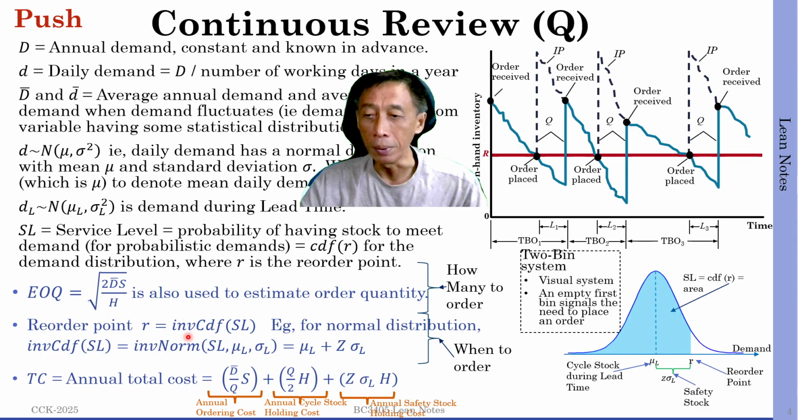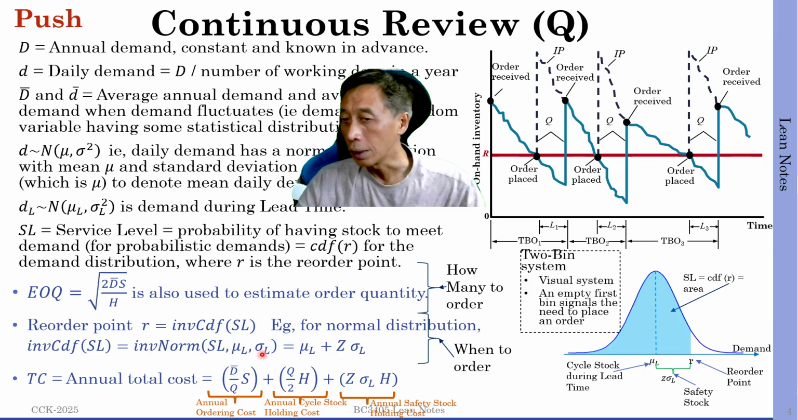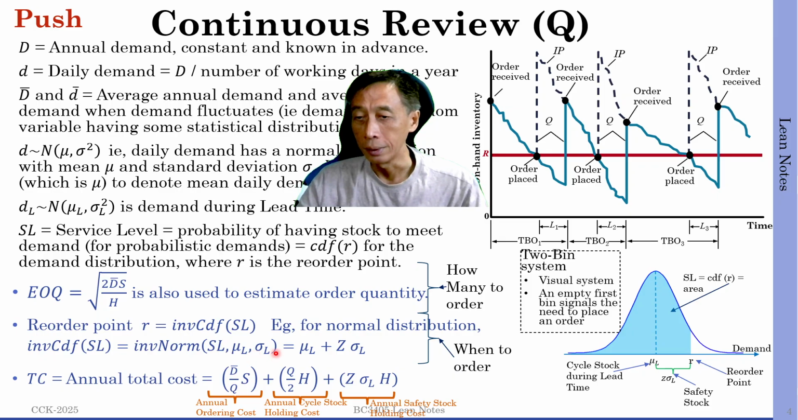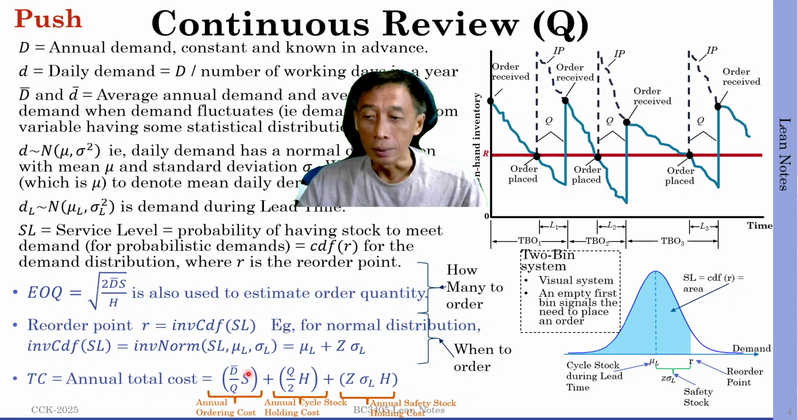So very simple. So given 0.95, given 100 as our mean lead time demand, given 20 as our standard deviation during the lead time, just plug into the formula, right? In Excel, in R, you can find the reorder point ready, and that's it. And then to find the total cost, very simple. Similar, right? Similar to the EOQ annual total cost, except we change the D to D bar, that's one.